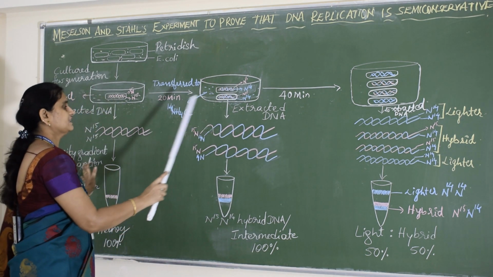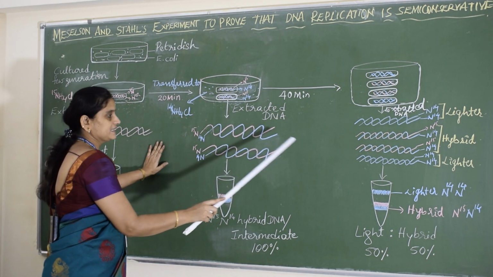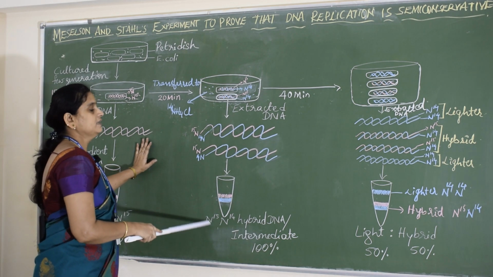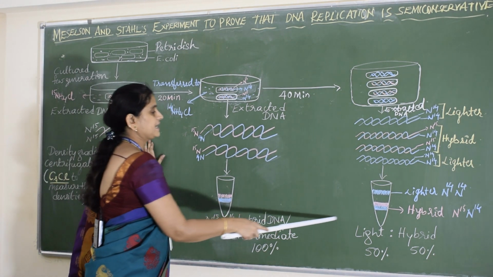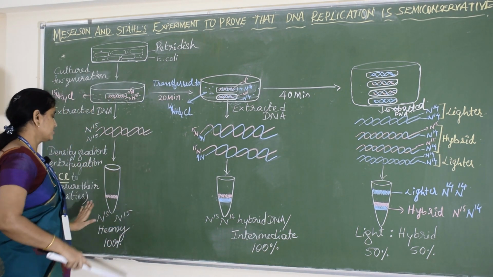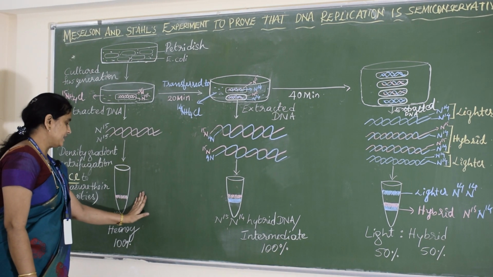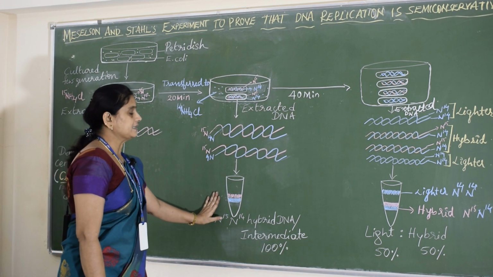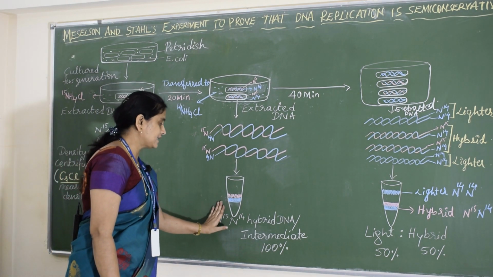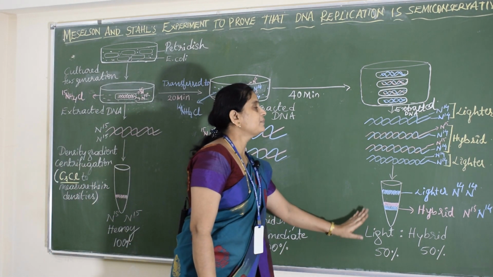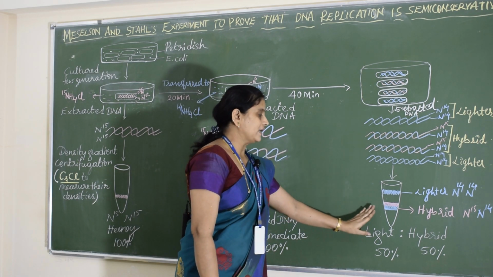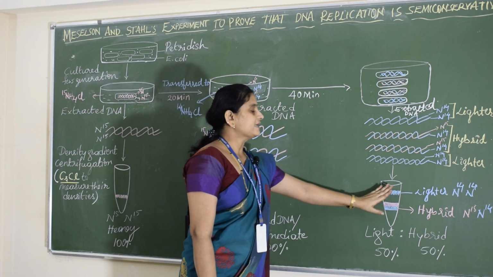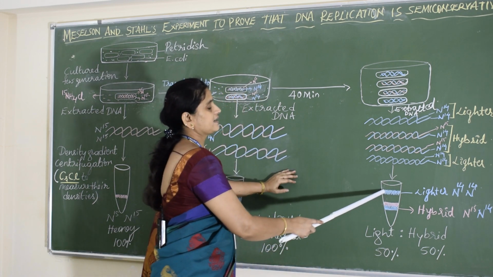With this variation in density, depending on N15 and N14, the density gradient centrifugation technique indicates that the heavier DNA settles at the bottom. Here the DNA being intermediate, or hybrid, settles in the middle. Here the DNA is of 2 types: one is hybrid type, and the other is lighter, completely N14 type, which settles at the top.